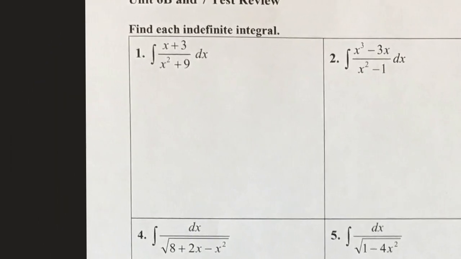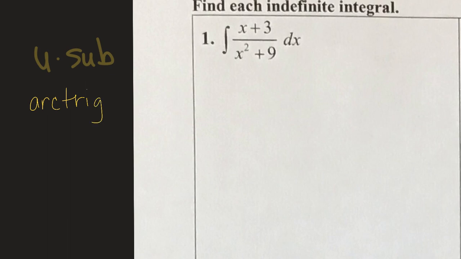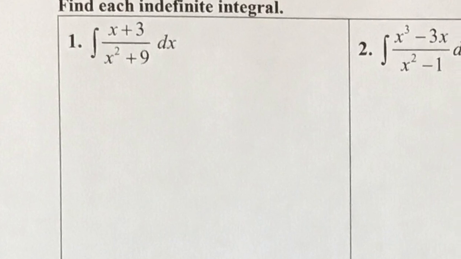Remember, there are usually two ways to do antiderivatives. The first way is to do U substitution, right? And the second way is to maybe look for some type of an arc trig situation. So we have U substitution and arc trig. Those are basically our two ways of doing things. So let's jump right in and see what we can have here.